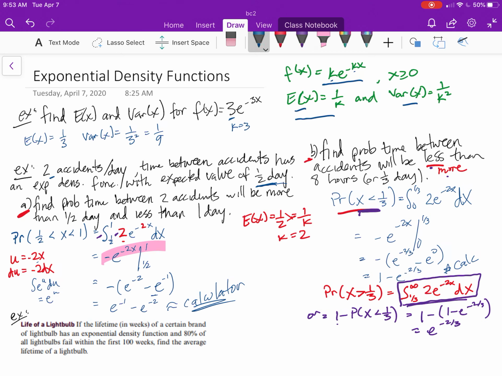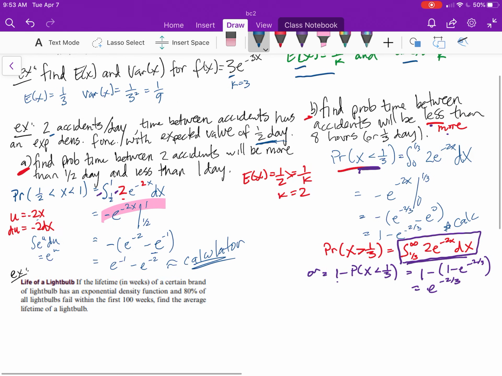Okay, last example here. So life of a light bulb, the lifetime in weeks of a certain brand light bulb has an exponential density function, so it's telling you it fits the form we were just looking at. 80% fail within the first 100 weeks. Find the average lifetime of the light bulb.